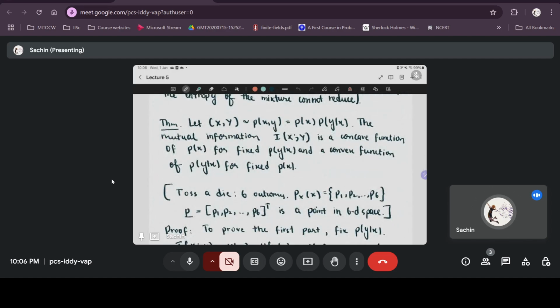Then we went on to examine the concavity or convexity of mutual information, and we saw that if you have two random variables X and Y with a joint distribution p of x comma y, which you can write using basic probability as p of x times p of y given x. If you fix p of x and then you vary p of y given x, then the mutual information I of X semicolon Y is a convex function of p of y given x. If you fix p of y given x and vary p of x, then the mutual information is a concave function of p of x.